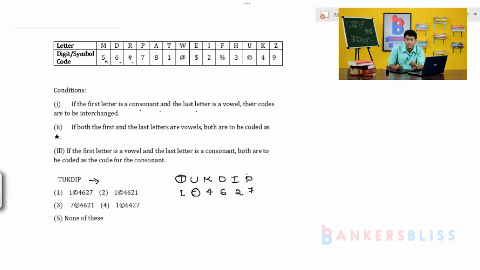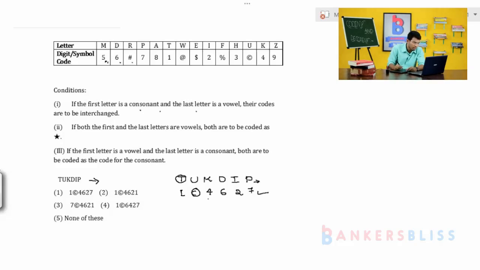Then the first condition cannot be followed. Again, look here, if the first and the last letter are vowels, but in the given statement the first letter is a consonant and the last letter is also a consonant, then the second condition also is not to be followed. And look at the third condition, if the first letter is a vowel and the last letter is a consonant. Guys, is the first letter a vowel? No, it is a consonant, so none of the three conditions are to be followed, and that is the answer for this statement.